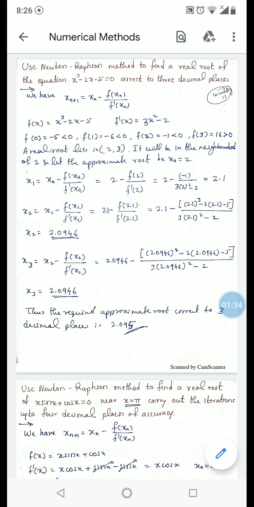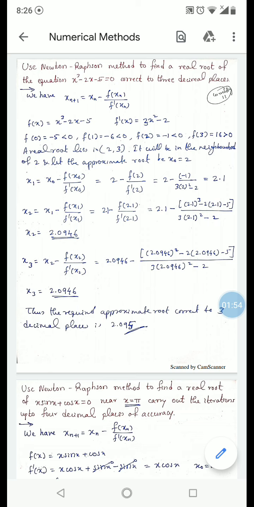First iteration, x1 is equal to x naught minus f of x naught divided by f dash of x naught. x naught is 2, so 2 minus f of 2 divided by f dash of 2. So 2 minus minus 1 divided by 3 into 2 square minus 2. On simplification, we get x1 is equal to 2.1. So use 2.1 for the second iteration.